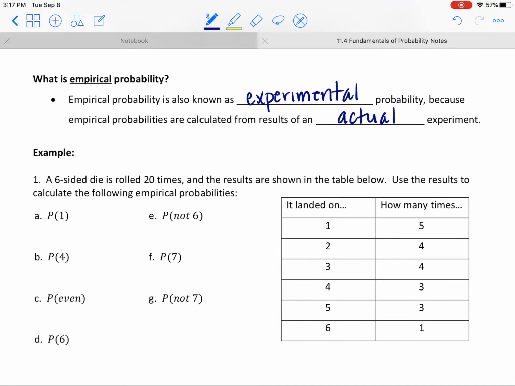So we could calculate our probability based on theory, or we could perform an actual experiment and base our probability on the experiment. So in this particular experiment, again, the die is rolled 20 times, and we landed on a 1 5 times, a 2 landed 4 times, a 3 landed 4 times, a 4 landed 3 times, a 5 landed 3 times, and a 6 only happened once. So it's not equal here, right? Based on this experiment, those things didn't happen an equal number of times.